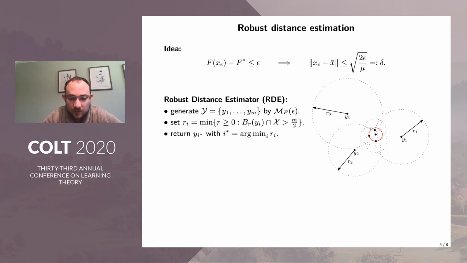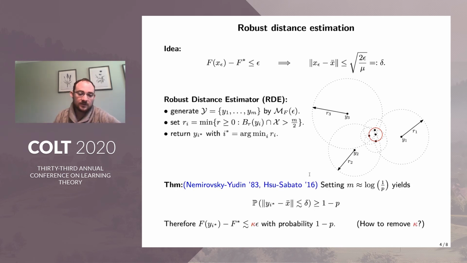Okay, and then you just output the point whose corresponding radius is as small as possible. So it's like a clustering technique, and that's the point. In this picture, that middle point, corresponding to the red circle, is going to be the point that's output.